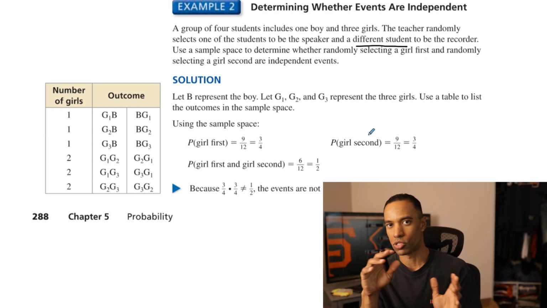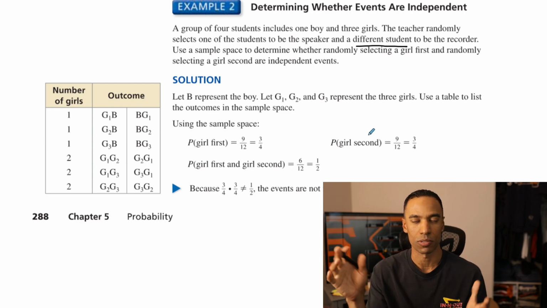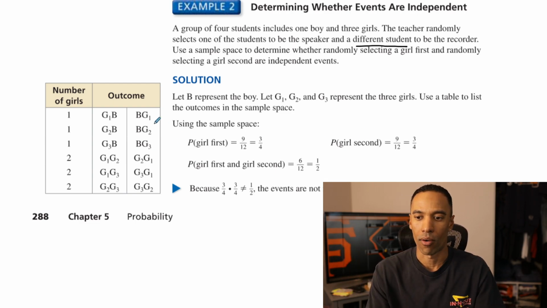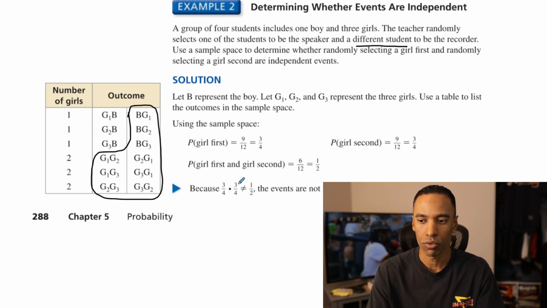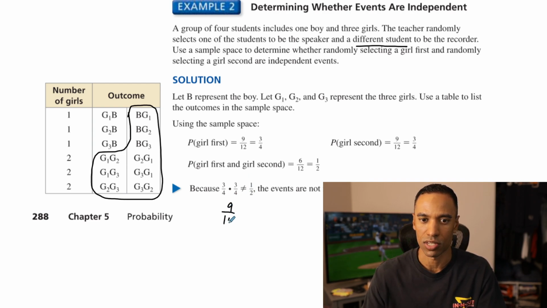This is not assuming the girl is selected first. This is just in a general case. Or at least when you take a look at the sample space there, there's a 3/4 chance that a girl is selected second. But when you multiply 3/4 by 3/4, 3/4 times 3/4 is 9/16.